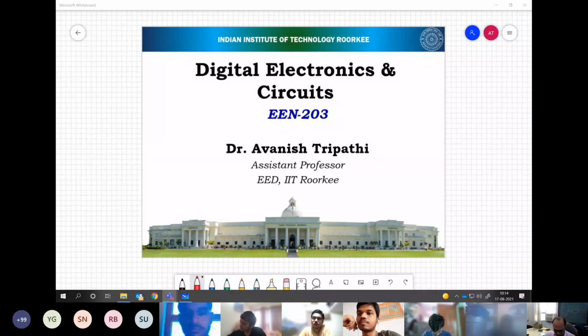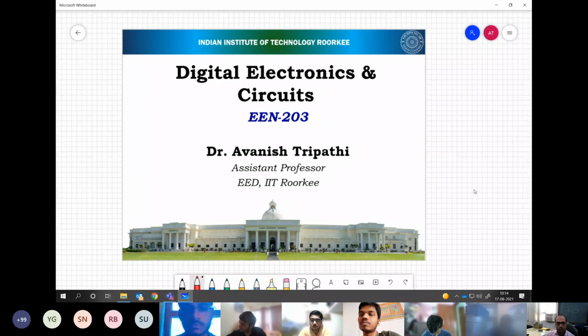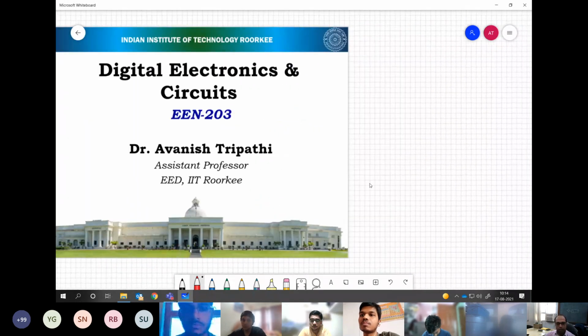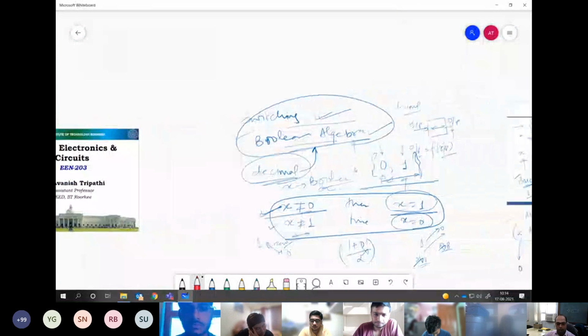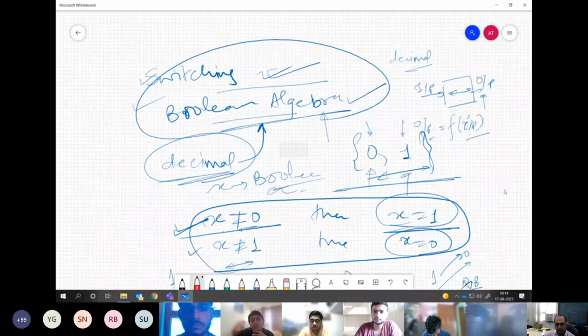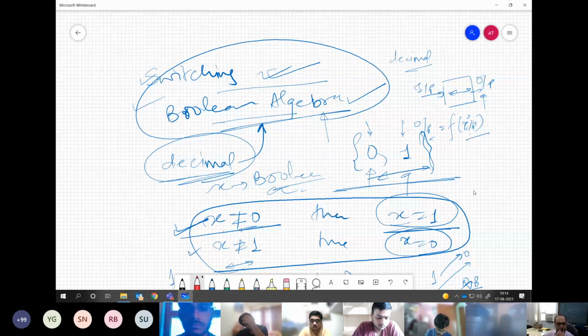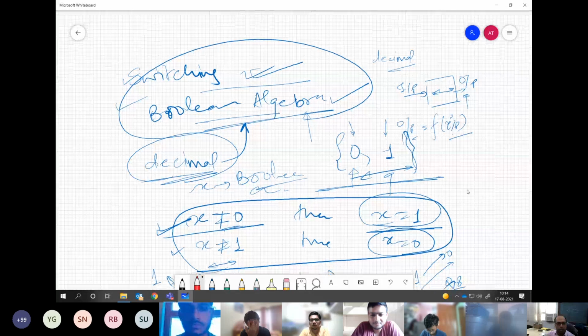Okay, so we have seen a lot of things in this course so far, EN 203 Digital Electronics and Circuits: what is digital and what is analog, why it's needed, and what we are trying to do in digital. We came up with some rules in the previous class, so we will quickly review them, and then we will go to the next level of understanding about digital.